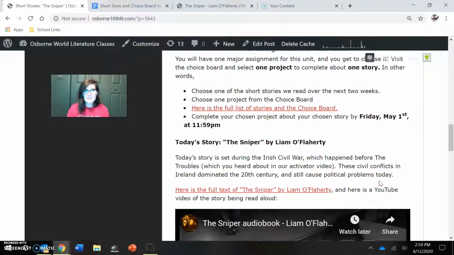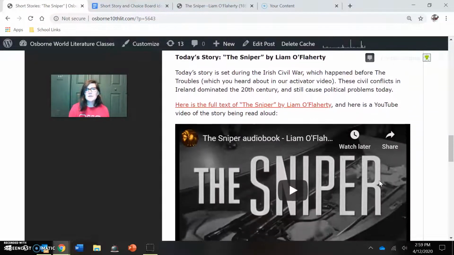All right, so let's get back into the story. So the story is called The Sniper by Liam O'Flaherty. The story is set during the Irish Civil War. So this happened in the 1920s, which is before the Troubles, which is the conflict that you heard about in the Activator video. So the civil conflicts in Ireland kind of dominated the 20th century, and they do still cause political problems today, such as the issues that they're having with Brexit over there right now.